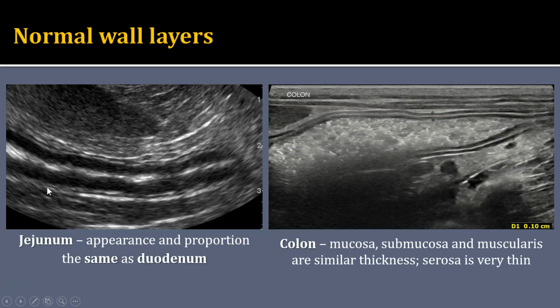Our segment of jejunum on the left of the slide here, you can see has a very similar appearance and proportion as the duodenum. So thickest mucosa and then thin submucosa, muscularis, and serosa. The colon has a little bit different proportion again. So we've got luminal echogenic shadowing content. You can see that the hypoechoic mucosa, the hyperechoic submucosa, and the hypoechoic muscularis are all similar in thickness. They're pretty thin, and then the serosa is very thin.